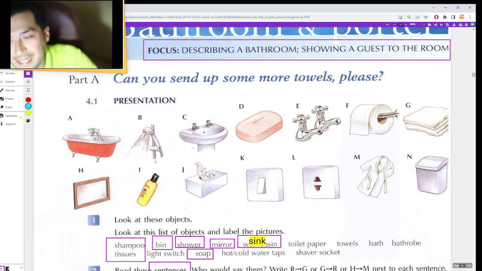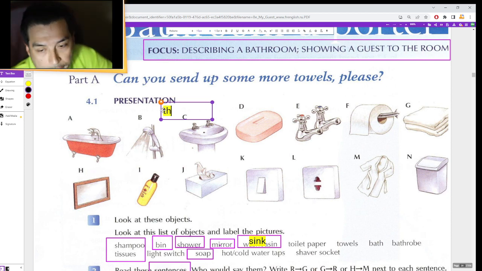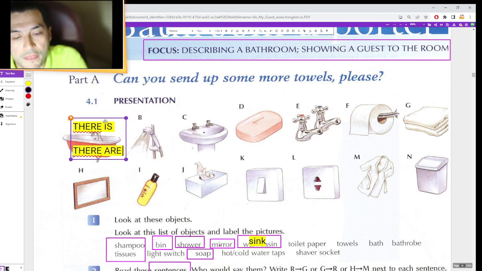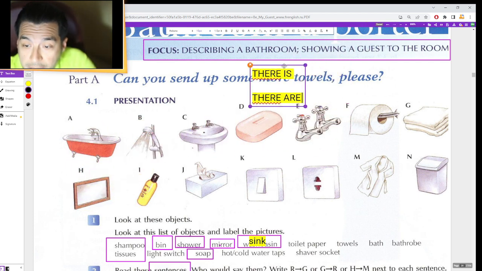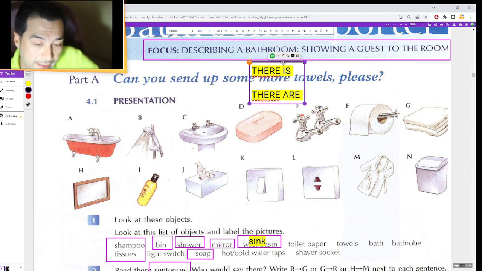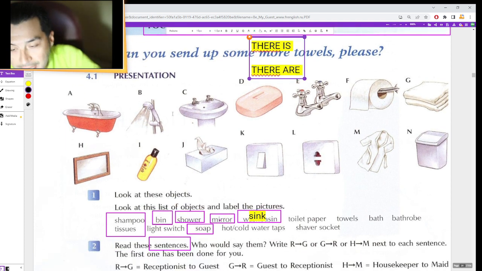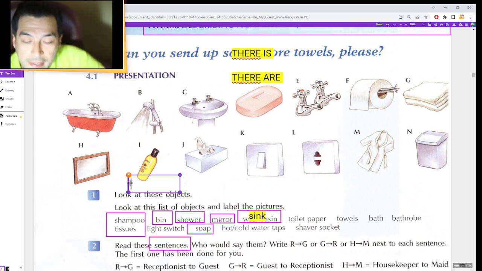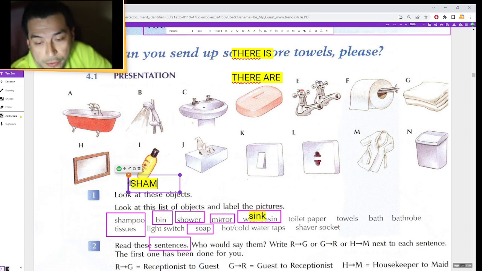First, let's practice with there is and there are, with these pictures. In your notebook, let's organize the vocabulary. Write the vocabulary in your notebook, A, B, C, D, all the way to letter N. For example, shampoo, letter I, shampoo.